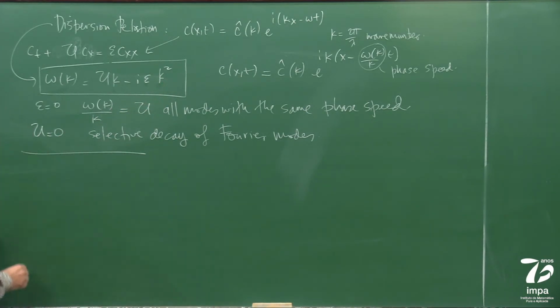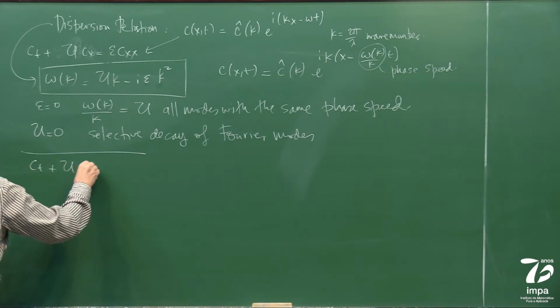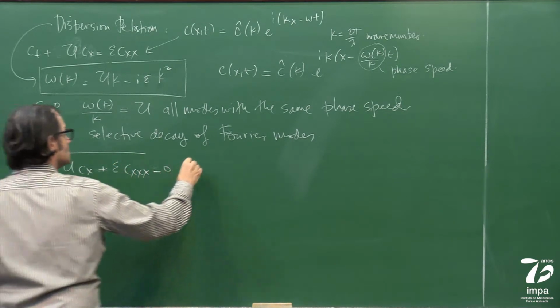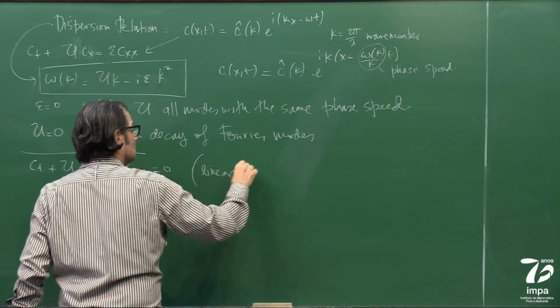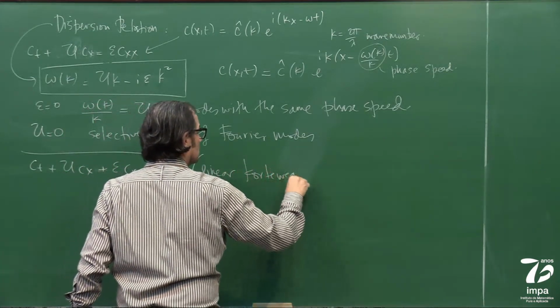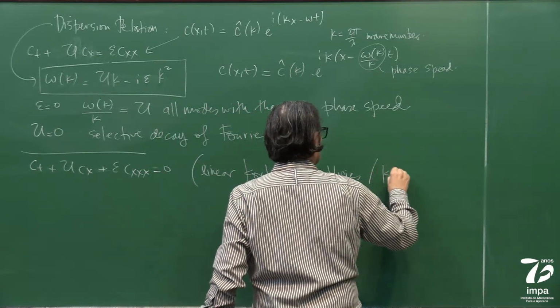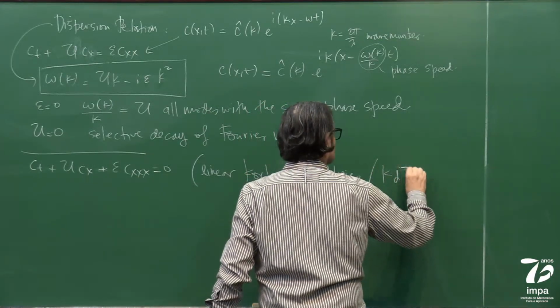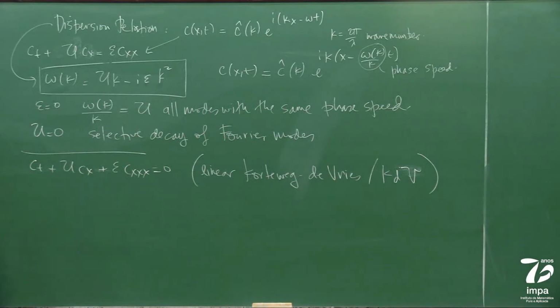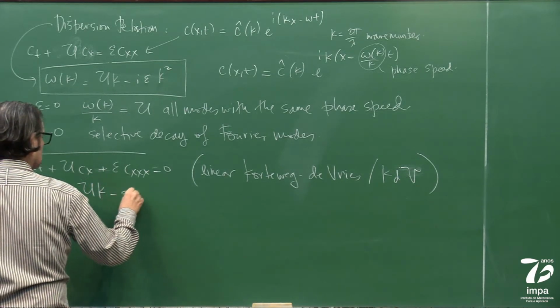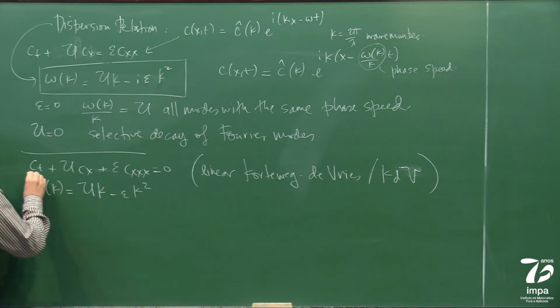Okay, so if I do the same thing for now this equation here, which is actually a famous equation, the linear Korteweg-de Vries, aka KdV equation. Okay? This equation is dispersive. Here, if we do the same thing, the dispersion relation is omega equals uk minus epsilon k cubed.